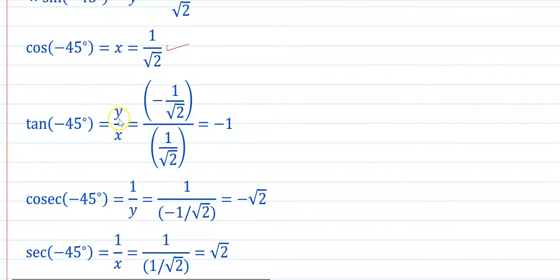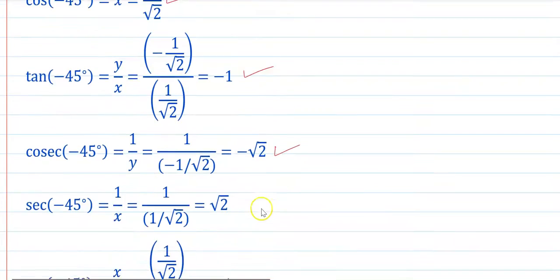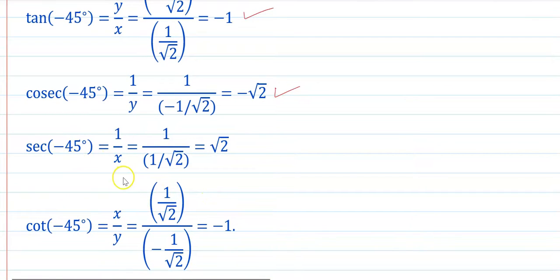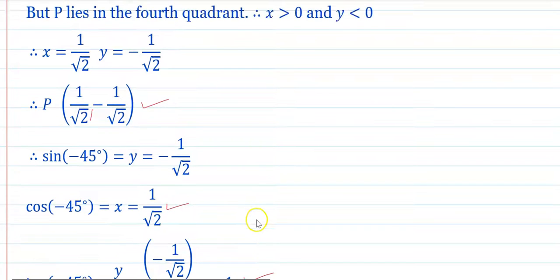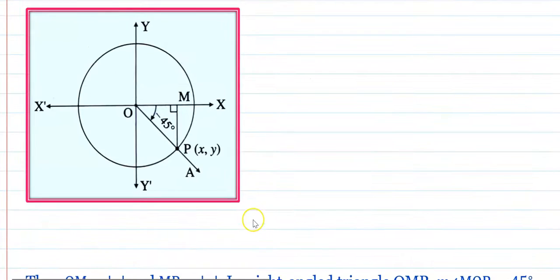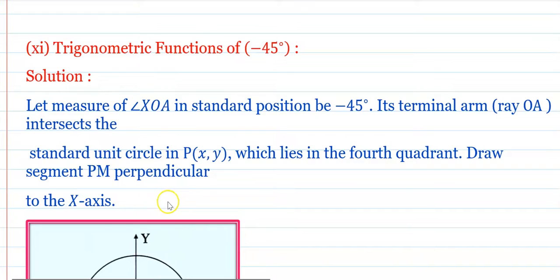Tan of minus 45 is y upon x, minus 1 by root 2 upon 1 by root 2. Root 2 gets cancelled, and you get minus 1. Cosec of minus 45 is 1 upon y, that is 1 upon minus 1 upon root 2. It's a reciprocal, minus root 2. Sec of minus 45 is 1 upon x, 1 upon 1 upon root 2. You get root 2. Cot of minus 45 is x upon y. Again here root 2 will cancel. You get minus 1. And hence these are the values of the trigonometric functions for the angle minus 45.